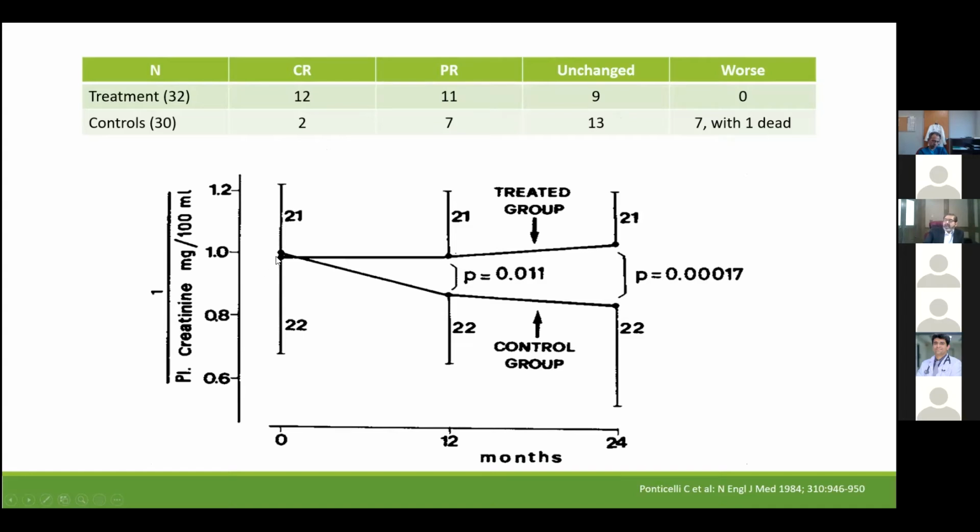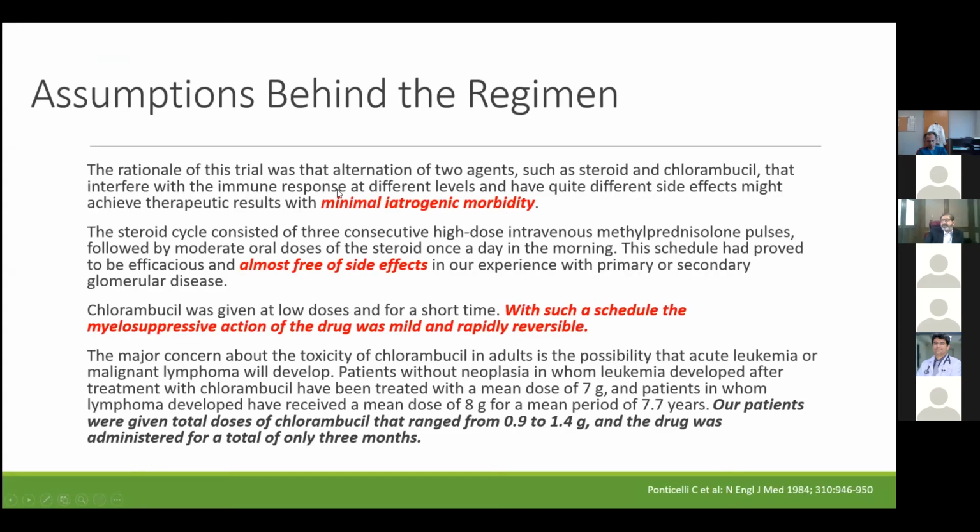These are the inverse of the creatinine slopes. So this is worse, this is better. The treatment group did better at 12 months and 24 months compared to the control group. What you're looking at here is improved amounts of proteinuria and also preserved renal function. Now, the assumptions behind the regimen, and I don't mean to knock Ponticelli and his team's approach. This is 1985 or 86, and at that time, this is what the conventional wisdom was, that once we add 2 different agents, it would lead to minimization of iatrogenic morbidity.